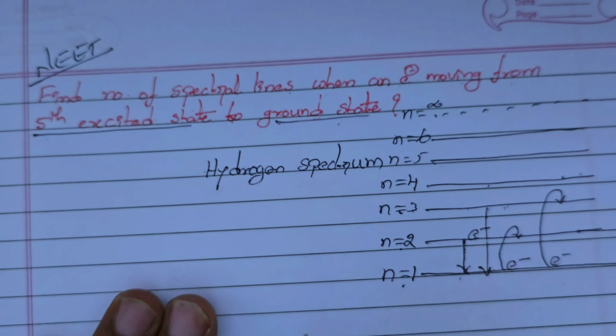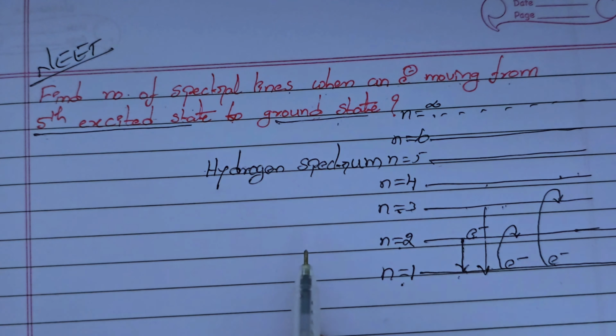Today I am explaining one question from the structure of atom lesson. The concept is spectral lines, that means the hydrogen spectrum. From a NEET point of view as well as a mains point of view, this question is important. Finding the number of spectral lines.